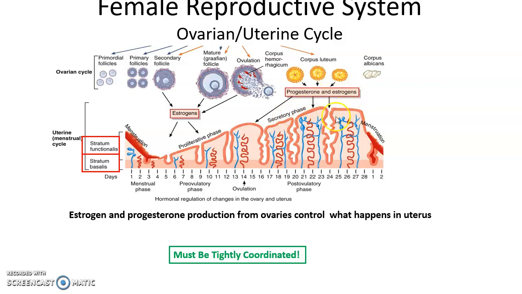And this leads to the final development of the functional layer so that it is formed properly to allow for implantation to occur. And this is timed so that at the finishing of the development of the functional layer, the oocyte should have finally made it through the uterine tube and into the uterus. And of course, if it was fertilized, then implantation of the embryo can occur.